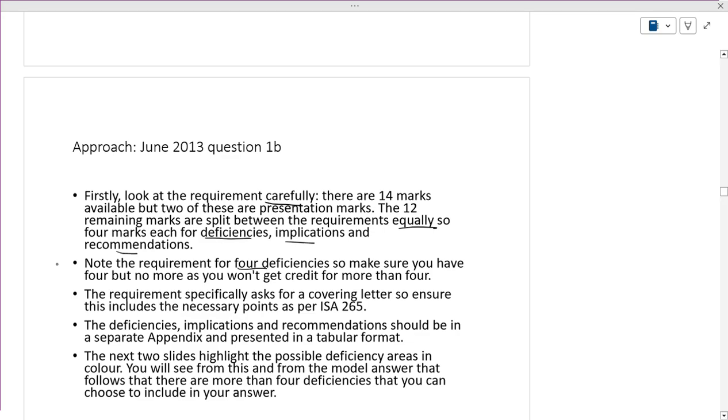Note that there are 4 deficiencies. So make sure that you have 4, but no more, as you won't get any credit for more than 4. Requirements are specifically for the covering letter. You have to write it. When they mention a covering letter, we have to make sure that a covering letter is there. Next, what are they saying? They are saying that you are talking in terms of ISA 265. What is ISA 265?